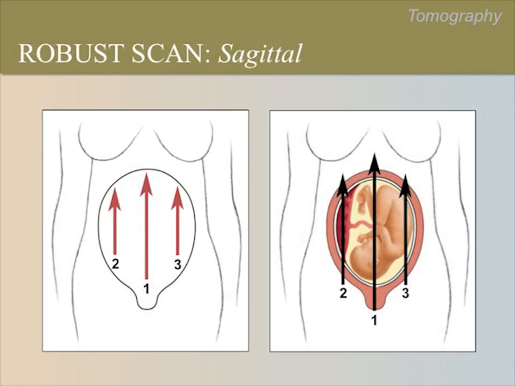To start a ROUST scan, take 3 sagittal scans from the symphysis pubis, low on the abdomen, to the upper abdomen. The first scan is in the midline, the second to the mother's right of midline, and the third to the mother's left of midline. It is important to use adequate gel for contact with the skin and to scan perpendicular to the skin to optimize the scan and best evaluate the fetus.